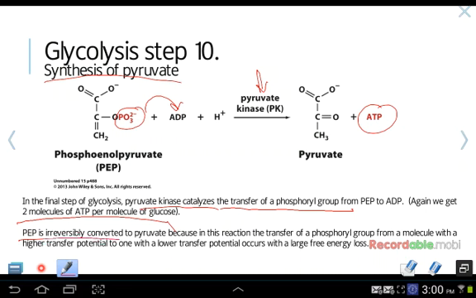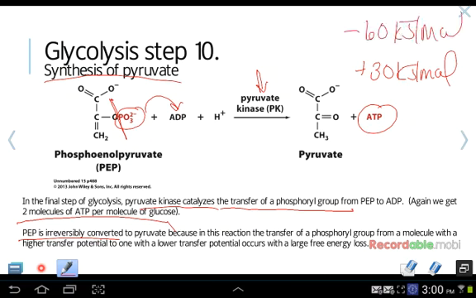PEP is irreversibly converted to pyruvate because in this reaction, the transfer of the phosphoryl group from a molecule with a higher transfer potential to one with a lower transfer potential occurs with a large free energy loss. Remember, to make ATP, we need 30 kilojoules per mole. When we cleave this bond here, we're going to release around 60 kilojoules per mole, giving us a net of negative 30 kilojoules per mole for every phosphoenolpyruvate we convert to pyruvate.